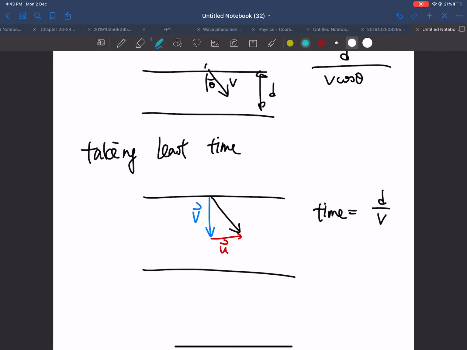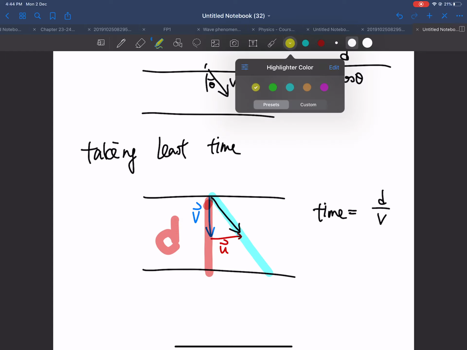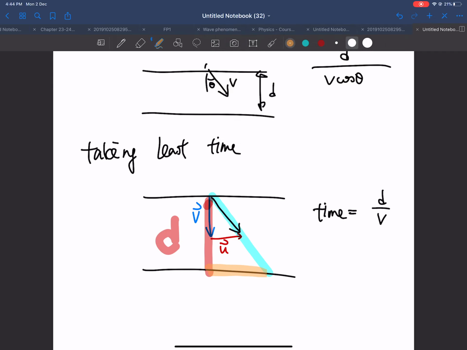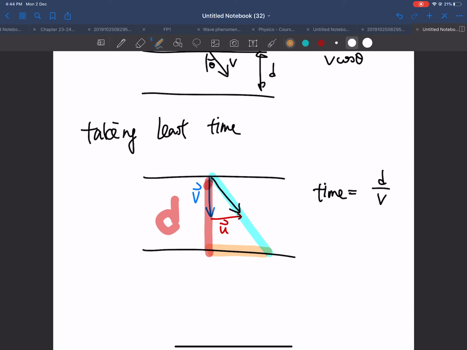So it will travel along this direction until it reaches the other side of the river. We know that the vertical distance here is d. How about the horizontal component? What will be the value here? This distance is given as d. What will be the distance here? You have already found the time t. The time is d over v. How about the distance here?